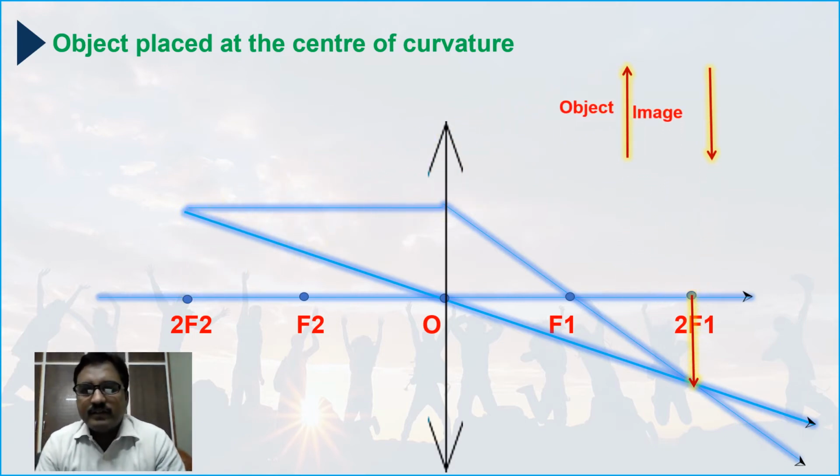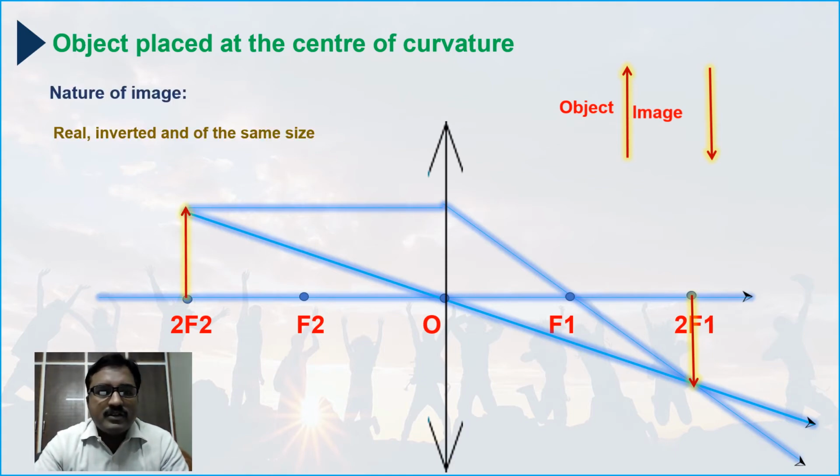It will be very clear that both are the same size, and you can observe this is the object and this is the image. The image is inverted, and we can catch the image on the screen. So it is inverted, real. And what about the size of the image? Compared with the object, the size of the image is the same. So same size, real, inverted. The nature of the image we can write like this: real, inverted and of the same size.